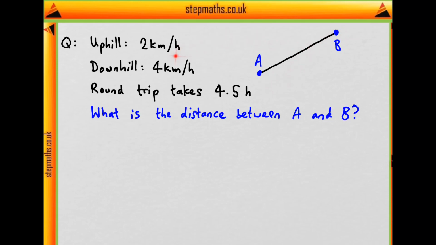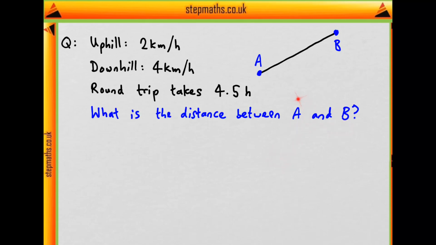And his walking speed uphill is 2 kilometers an hour and downhill is 4 kilometers an hour. And if the round trip to the post office and back takes 4.5 hours, then what is the distance between A and B, or between his house and the post office?